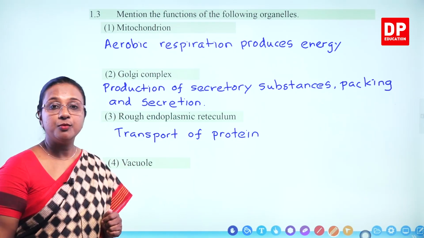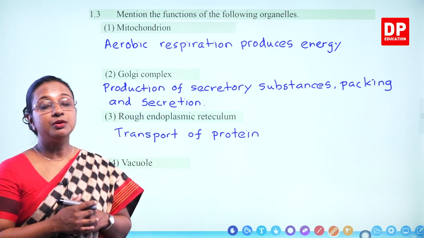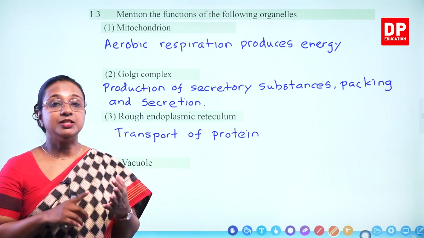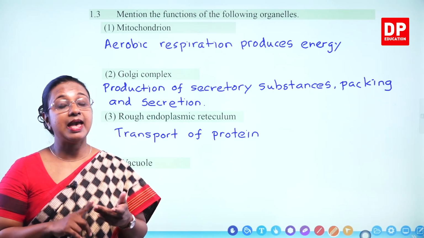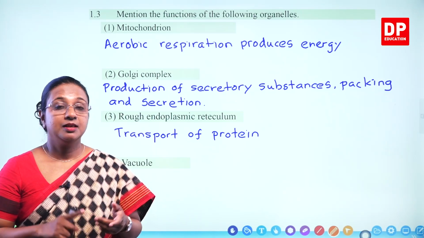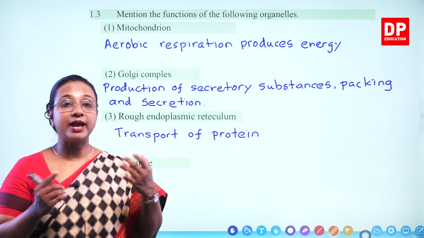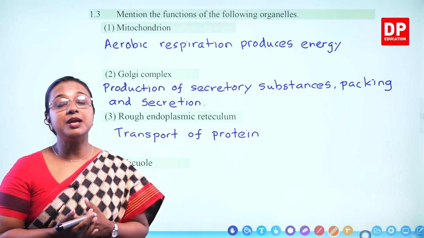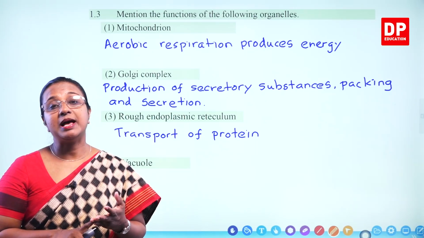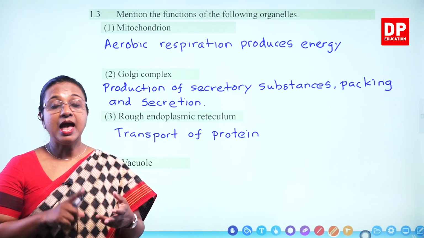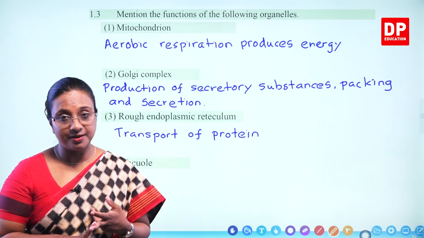Then we have vacuole. The large vacuole, what does it do? It stores or contains water, ions and pigments. Therefore, it gives a shape to the cell or helps to maintain the shape of the cell. It helps in water balance of the cell and also it gives a color to the cell.